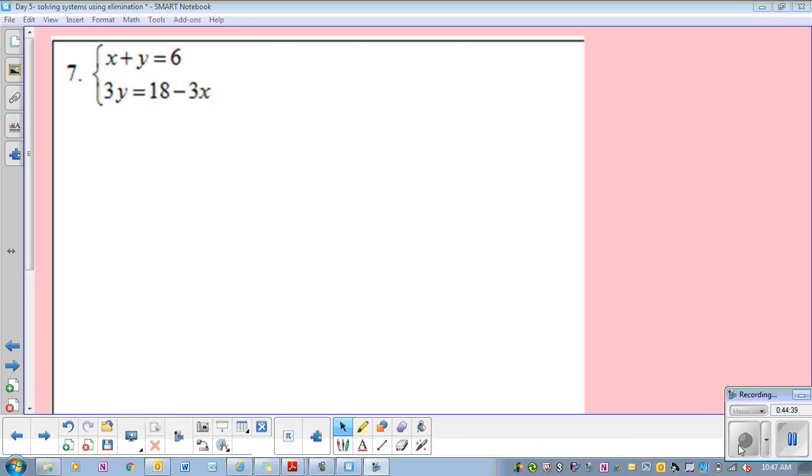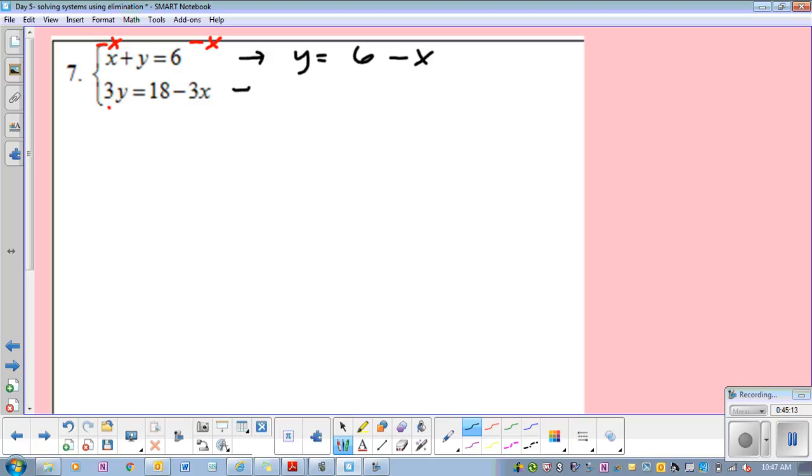Okay, so for the next one, guys, do they all line up? No. But the second one is a y equals. So what I'm going to do is subtract the x so I can move it over to the other side, and I can make the top one also y equals. So then this becomes, I'll keep it consistent with the one below it: y equals 6 minus x. And this one is 3y equals 18 minus 3x. Yeah? Okay.